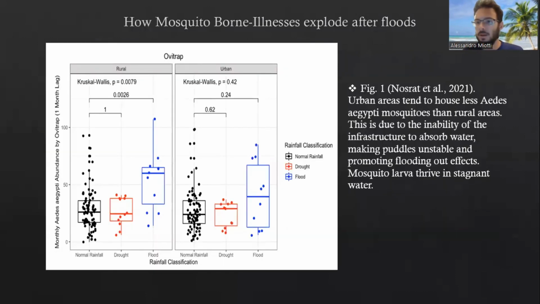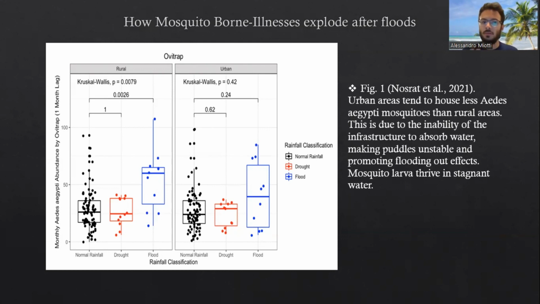So here we have a box plot. It's comparing rural areas and urban areas in a certain place in Africa. This is by Nosra et al., 2021. I really recommend this paper. This box plot graph is showing that rural areas actually have higher abundance of mosquito eggs. They found a higher abundance of Aedes aegypti mosquito eggs compared to urban areas.